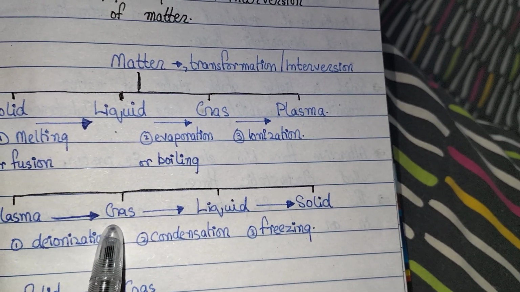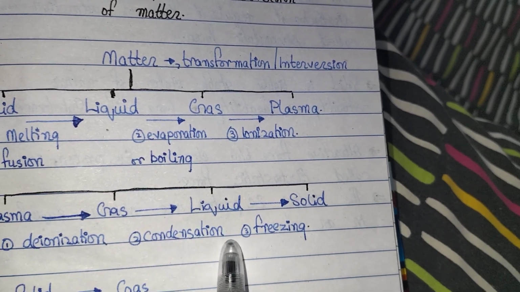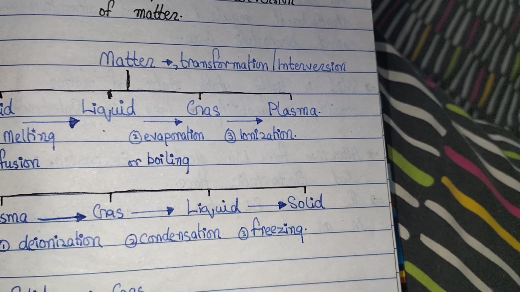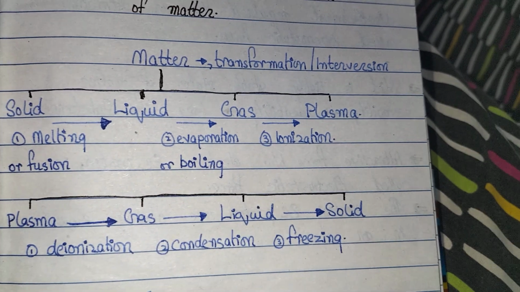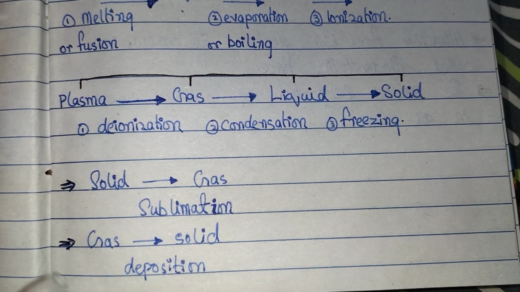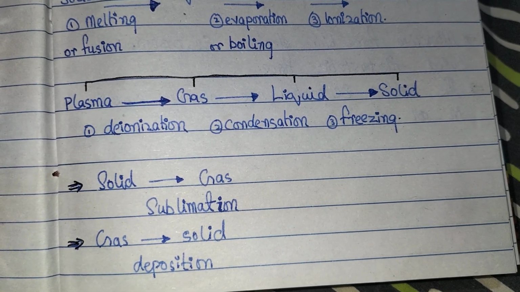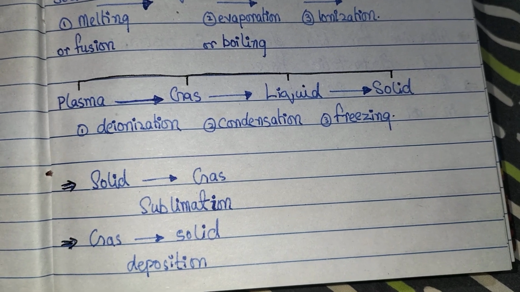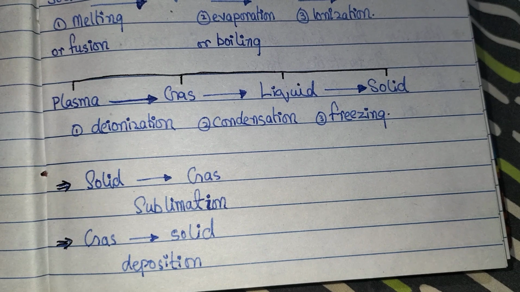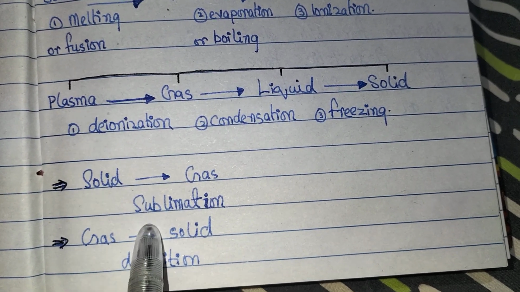And when gas is converted into liquid by cooling, that process is called condensation. And when liquid is converted into solid, that process is called freezing. When a solid is directly converted into gas, one step is skipped, the liquid has been skipped. The state goes from solid to gas, so that process is called sublimation.